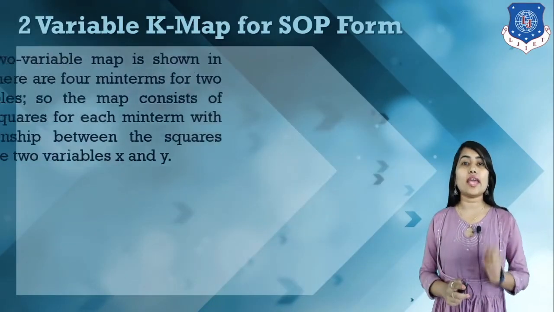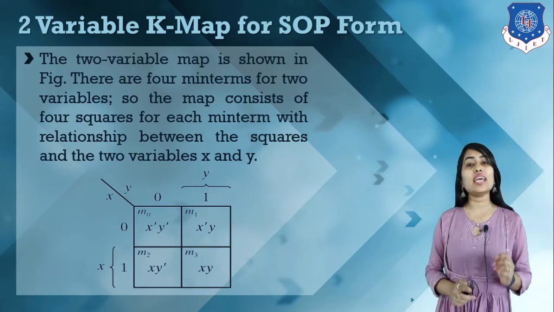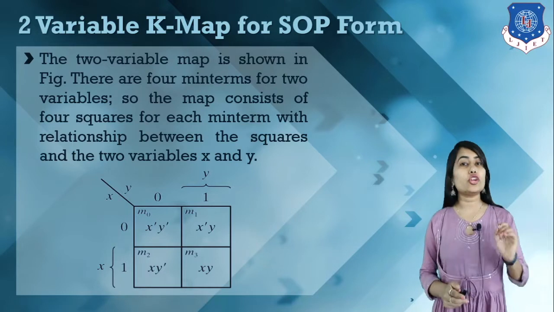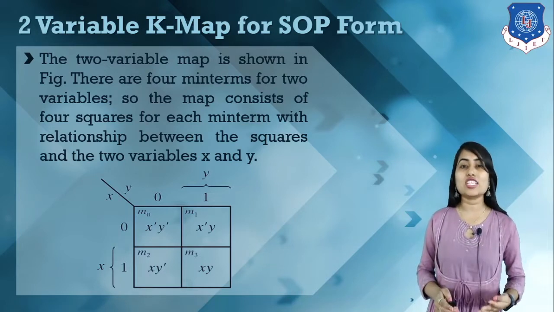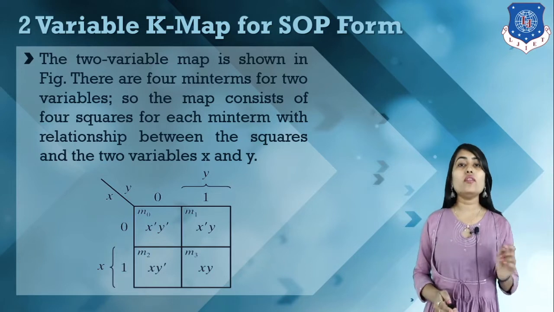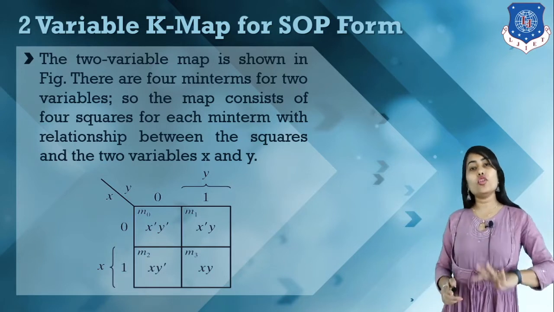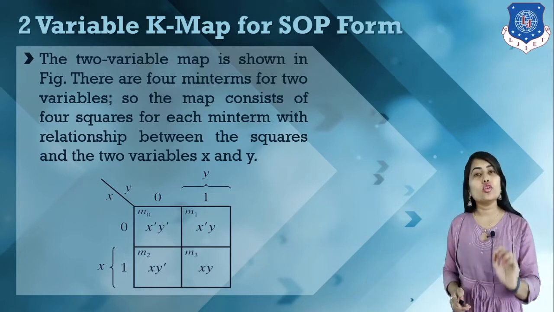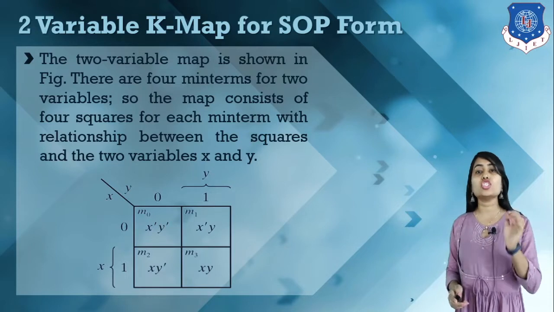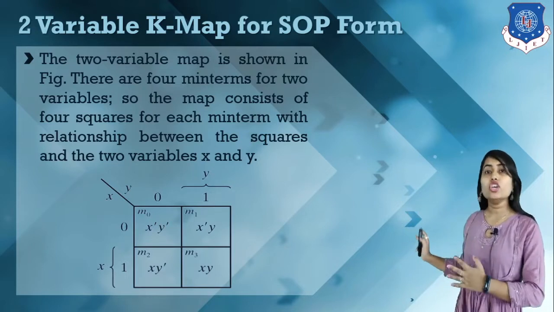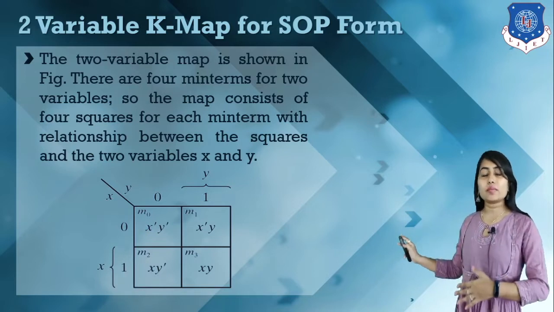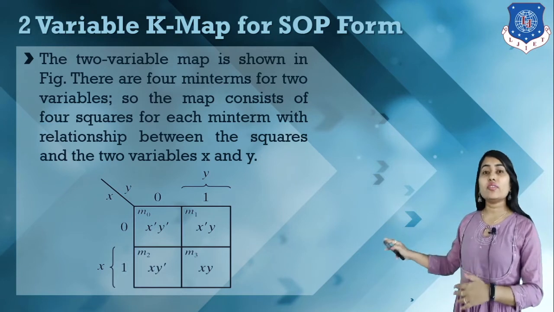So let's discuss first the two variable K-map for SOP form. Here we have a two variable K-map. As we know, for two variables we have a total of 4 input conditions, that is 00, 01, 10, 11. So we have 4 squares for each and every input condition, and we can make a K-map like this for the two variable K-map. Here for x, we have a value either 0 or 1.